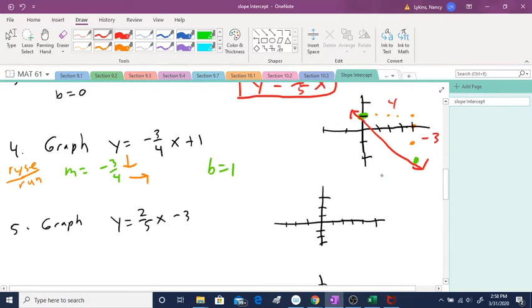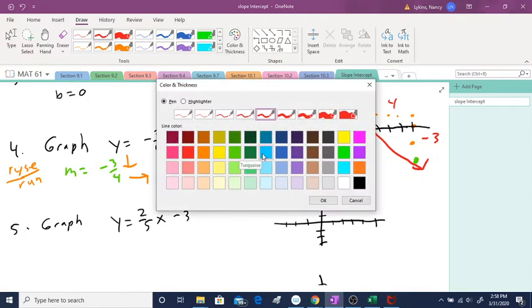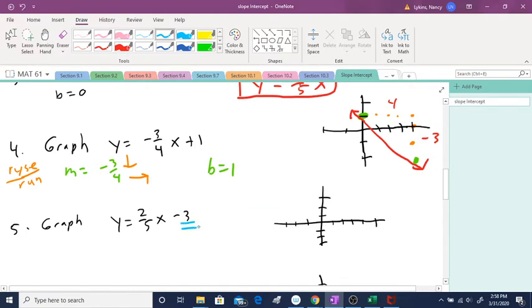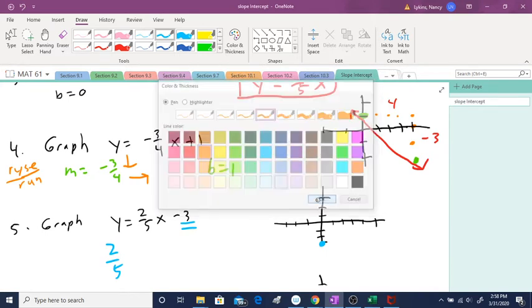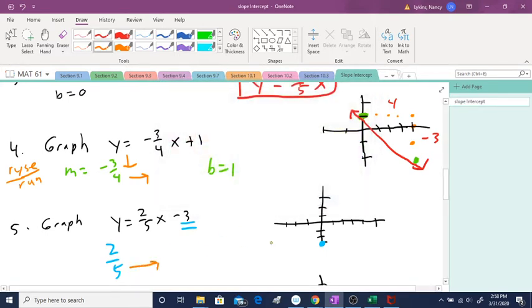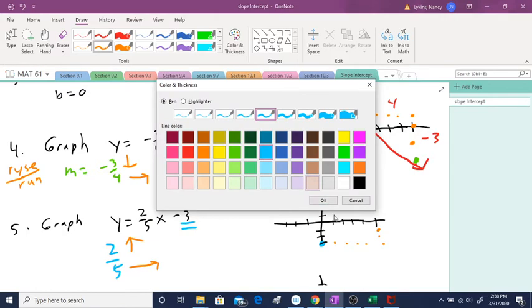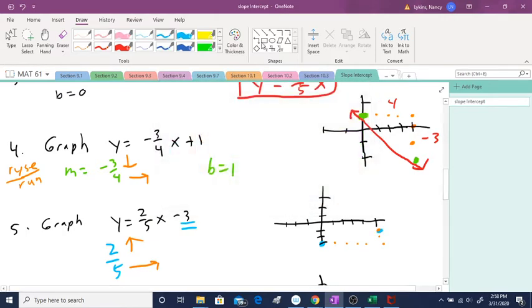So let's try another one. Let's do y equals 2/5 x minus 3. So in this one, my negative 3 is my starting point. So negative 3, I'm going down 3 on my y-axis. And my 2/5 tells me I need to run 5. 1, 2, 3, 4, 5. And since 2 is positive, I'm going up 2. 1, 2. This is my new point.